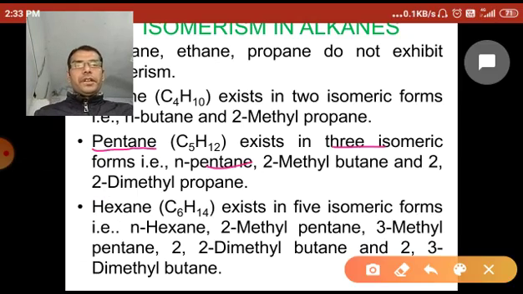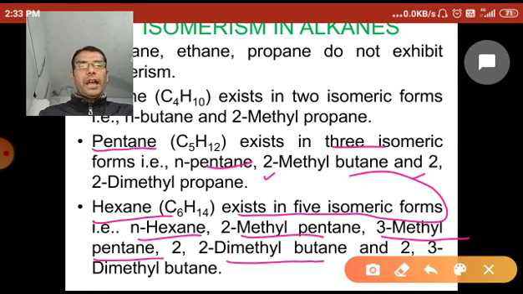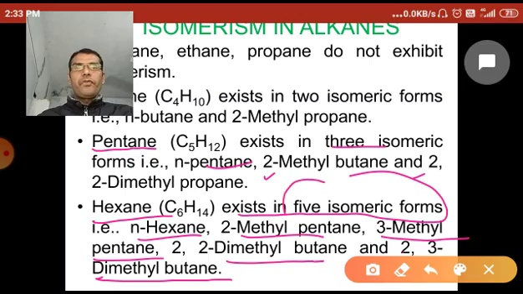So in the case of pentane there are three isomeric forms. One is n-pentane, the second is 2-methyl butane, and the third is 2,2-dimethyl propane. Now hexane exists in 5 isomeric forms: n-hexane, 2-methyl pentane, 3-methyl pentane, 2,2-dimethyl butane, and 2,3-dimethyl butane. So there are 5 isomeric forms of hexane.